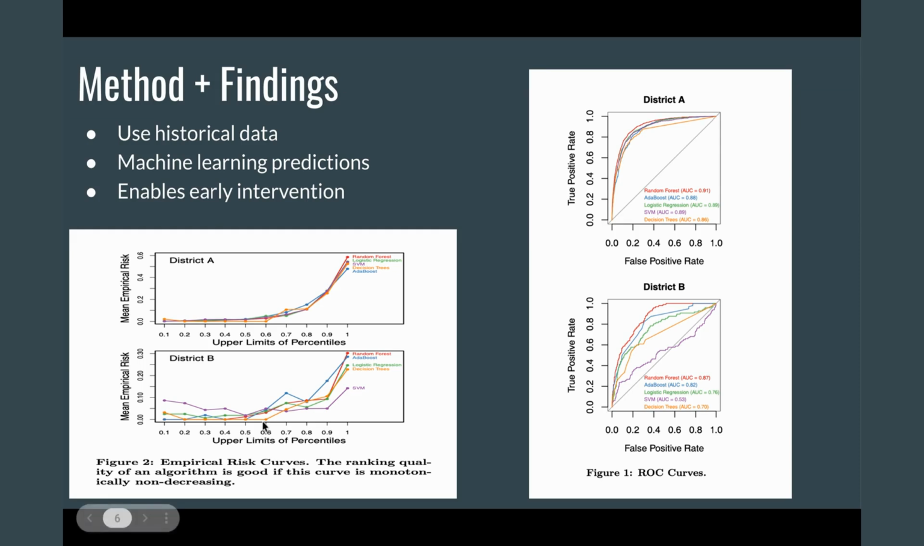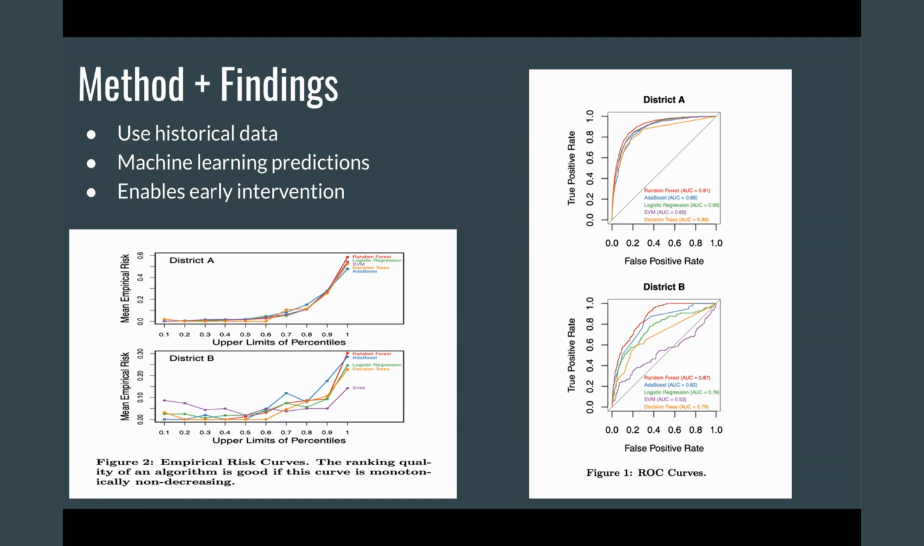This is important because schools have limited resources and can only support a certain number of students. On the x axis, students are grouped from low risk to high risk. On the y axis, we see the actual percentage of students who ended up not graduating on time. A good model should produce a smooth upward curve. That means students who are ranked higher are actually more likely to be at risk.